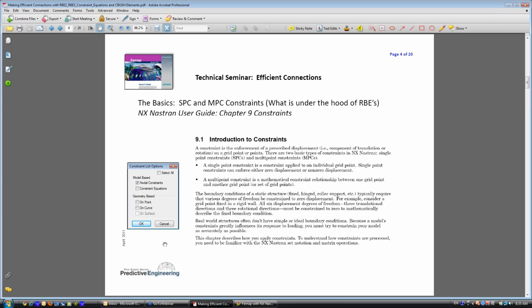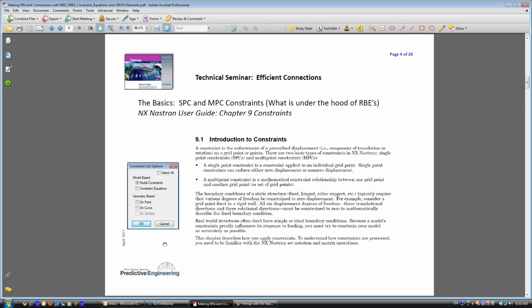I came out of an ANSYS background, and this concept of single point, multi-point, what the heck is that? It was always just constraints. In Nastran, there is a distinct logic to it, and there's a good reason why they formulate it like this. Single point constraints are just your standard constraints. You take a node, you constrain it.